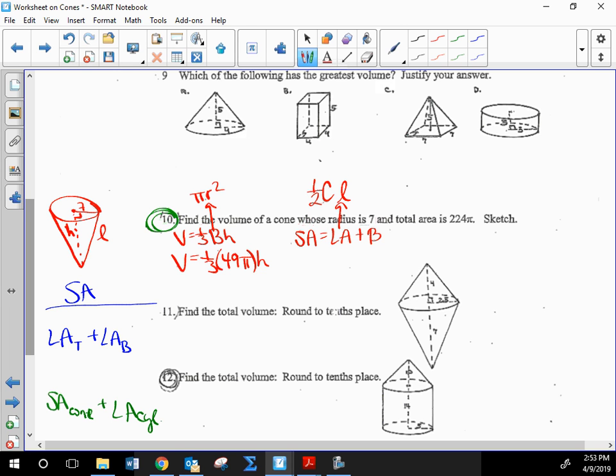So I went ahead and looked at the equation for that. Now my total surface area is my lateral area, which is 1/2 circumference times our slant height. So I have 1/2. What's my circumference? 14 pi. Slant height, do we know that?